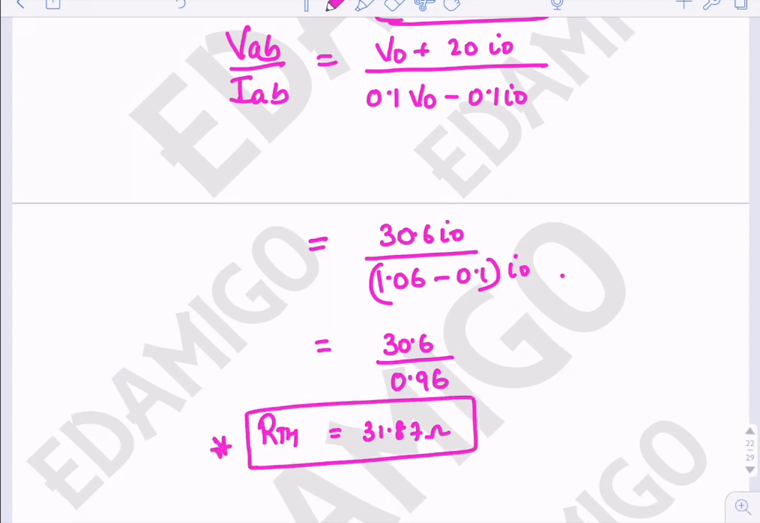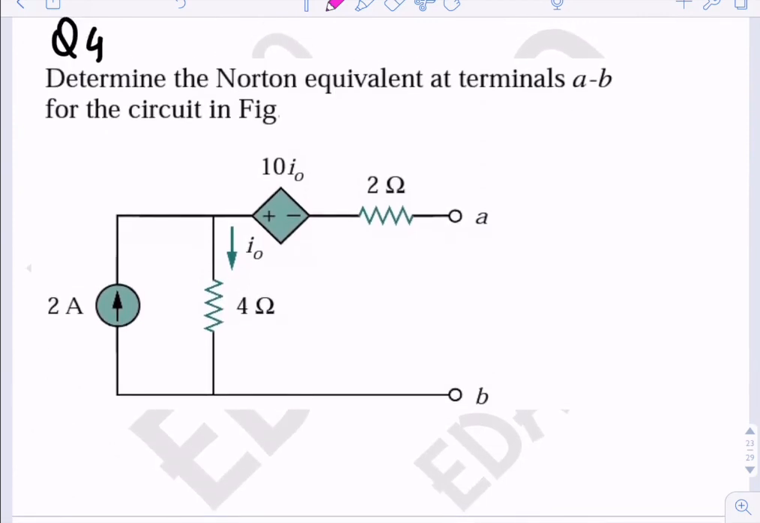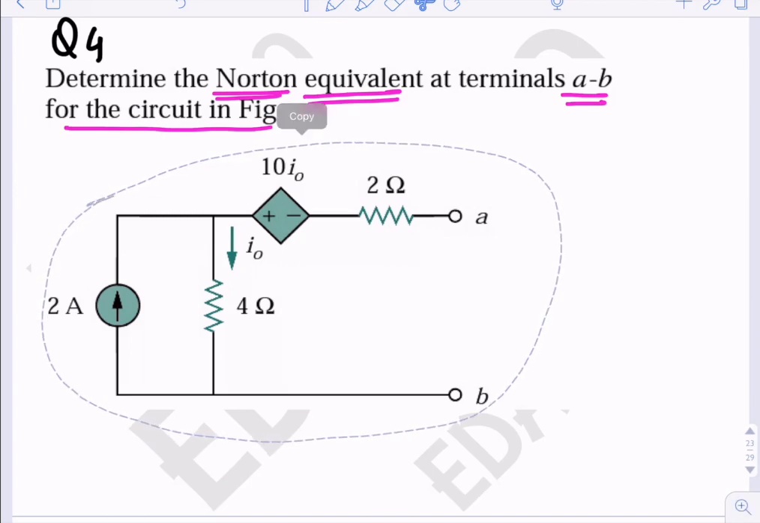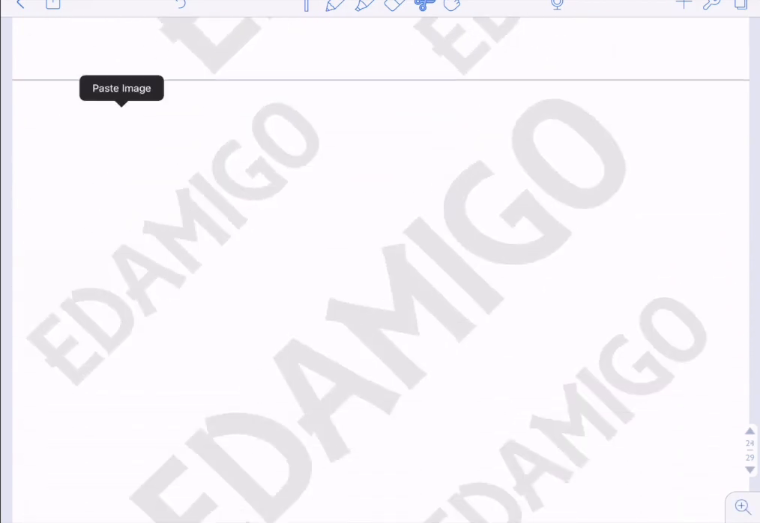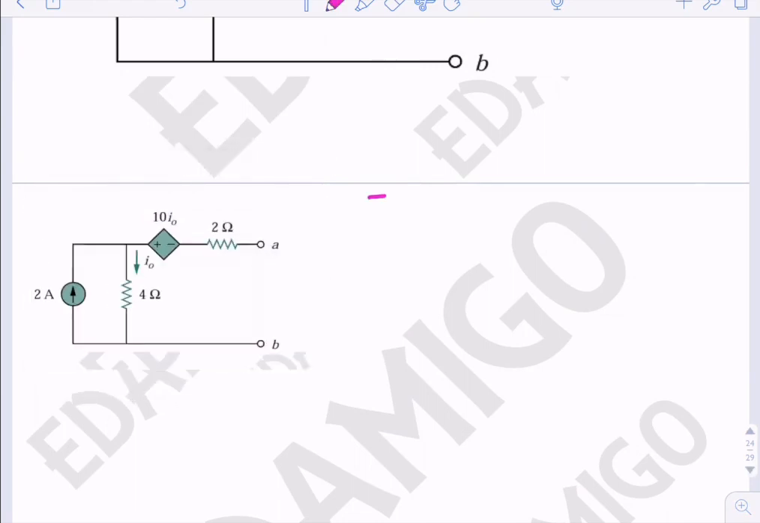Okay, so this is the solution to the problem. Now let's come on to the last problem. We have to find out the Norton equivalent at terminals A and B for the circuit in the figure. So first of all, let me copy the figure. First of all, we have to find out the IN current.